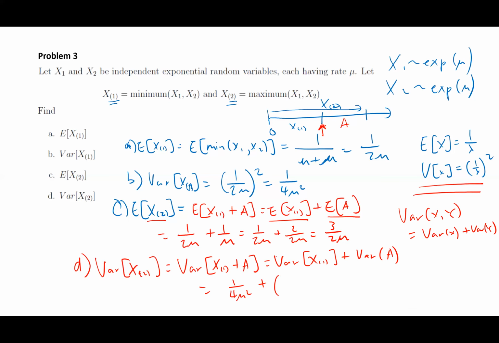the variance of A. The expected value of A is 1 over mu, so the variance of it is going to be 1 over mu, the entire quantity squared. And so if I sum this up, it's going to be 1 over 4 mu squared plus 4 over 4 mu squared. So at the end, we get 5 over 4 mu squared. Okay, so we've shown all parts A through D. These are pretty simple calculations once you understand the concept.